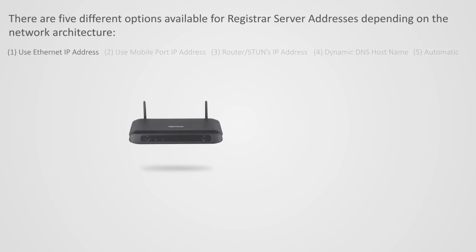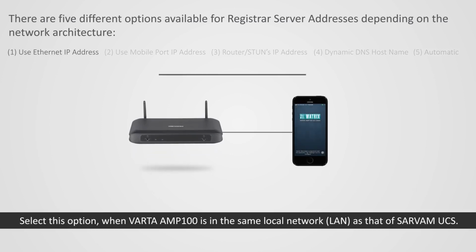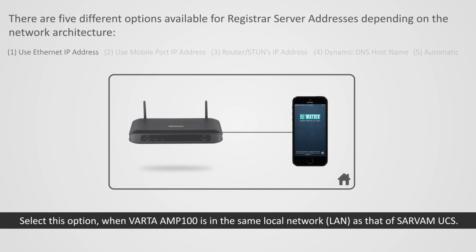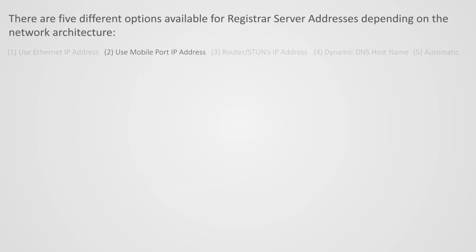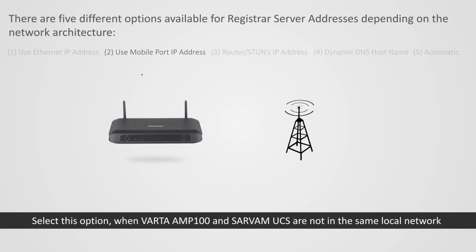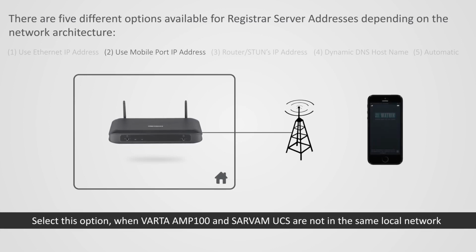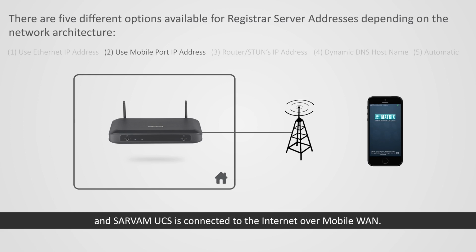1. Use Ethernet IP address. Select this option when VARTA AMP100 is in the same local network, LAN, as that of SARVAM UCS. 2. Use mobile port IP address. Select this option when VARTA AMP100 and SARVAM UCS are not in the same local network and SARVAM UCS is connected to the Internet over mobile WAN.